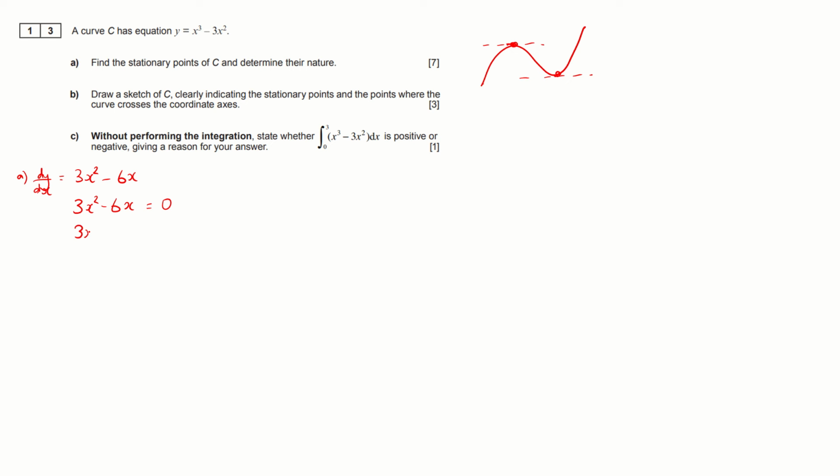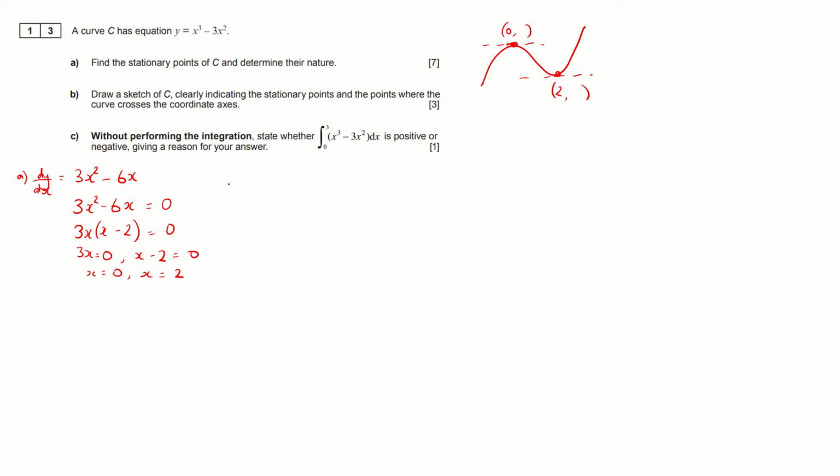Factorizing this, 3x can be taken out, x minus 2 inside the bracket, which means that either 3x equals 0 or x minus 2 equals 0. So you get x equals 0, x equals 2, which means that the coordinate here is 0 something, and the coordinate here is 2 something. But obviously we need those somethings. We need the y coordinates.